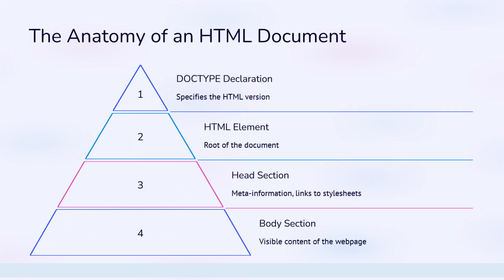Starting with the anatomy of an HTML document, it means how our HTML structure looks. The first part is the doctype declaration, which specifies the HTML version. The second is the HTML element, which is also considered the root of the document. Third is the head section, which contains the meta information like the links to the style sheets, the title of our HTML document and many things that we will discuss later. Fourth is the body section, which is the visible content of the web page. The content which we include in the body section is all visible in our HTML web pages.